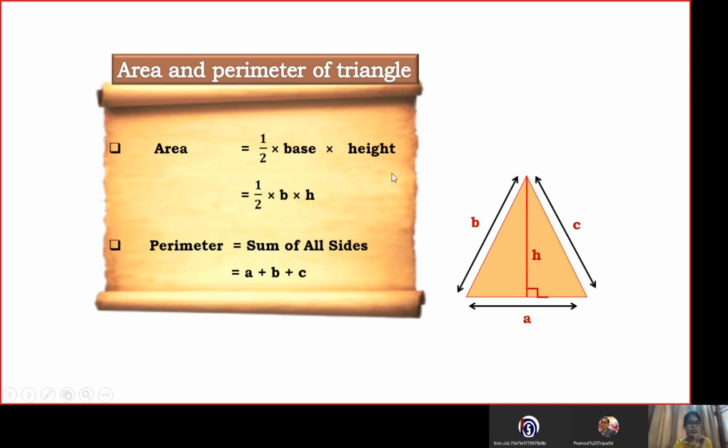Okay, children, keep this formula in mind because today we are also going to cover another formula for calculating the area of a triangle, which is Heron's formula, right? Then I'll tell you the difference between the usage of these two formulas.